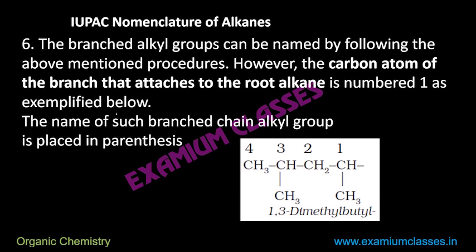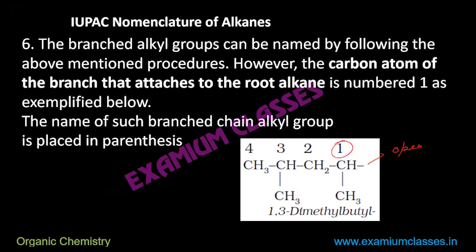So suppose you have been given this as a branch. This is not the root main chain. This whole group is attached to the main branch. So if it is attached to the main branch, you will number that carbon which is attached to the main chain. So this is the open bond, it means this is attached to the main chain from this bond. That's why this carbon has been numbered as 1.